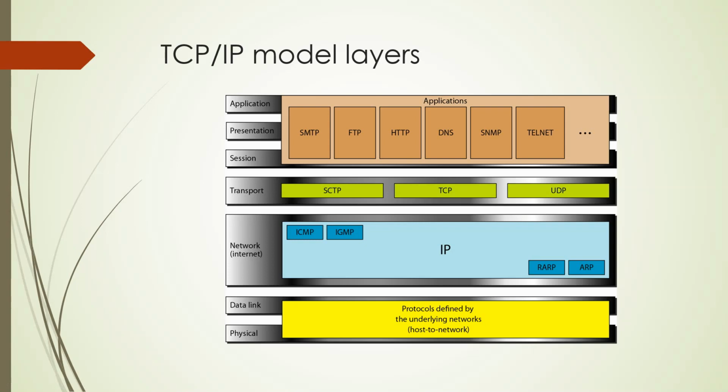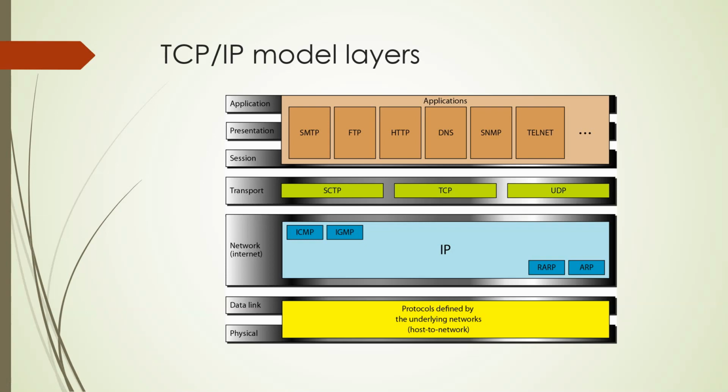Similarly, we have two protocols known as ICMP and IGMP. ICMP is known as Internet Control Message Protocol, and IGMP is known as Internet Group Message Protocol. These protocols are used to send messages to certain computers or to a group of computers, right? For certain computers, we will use ICMP. For a group of computers, we will use IGMP, right?